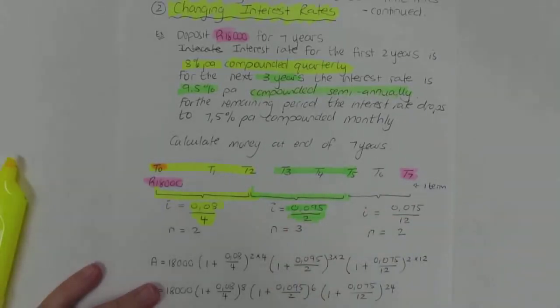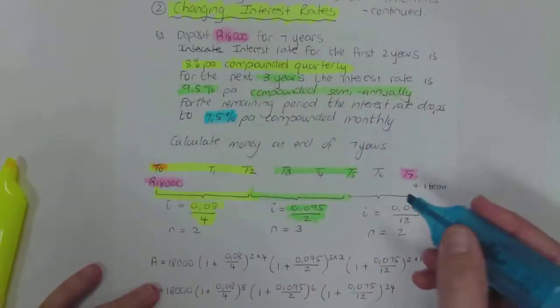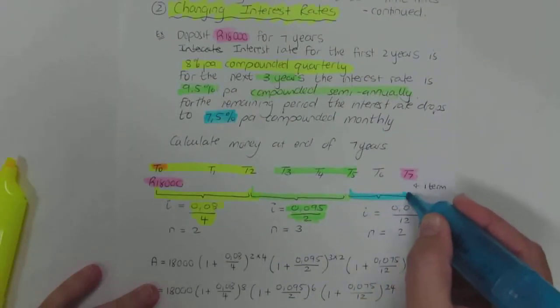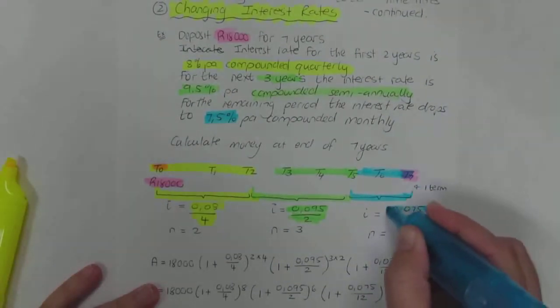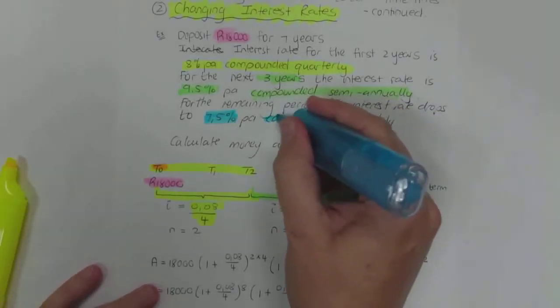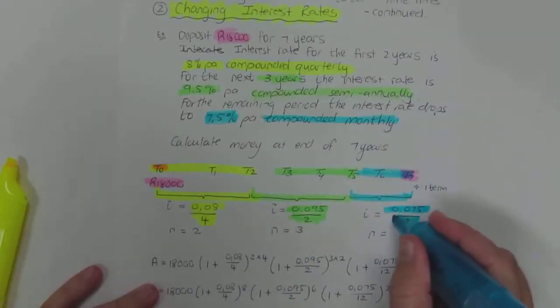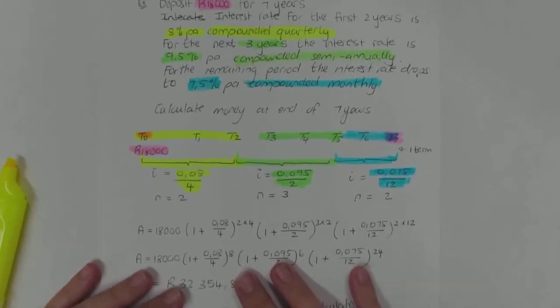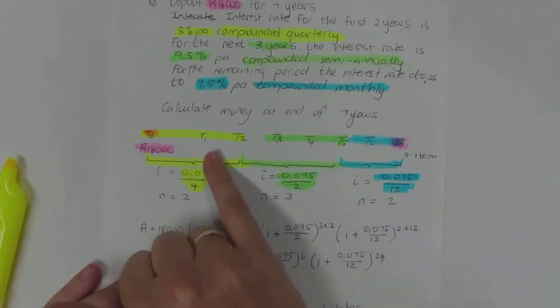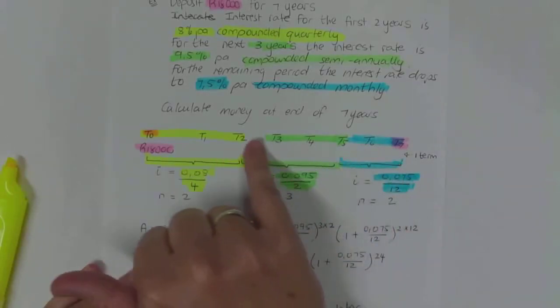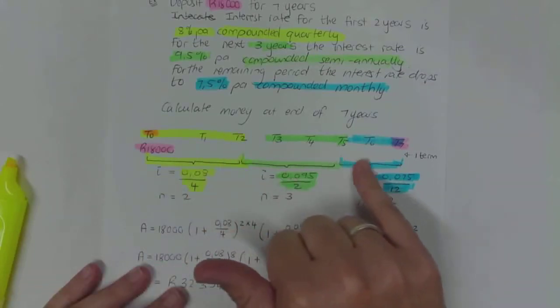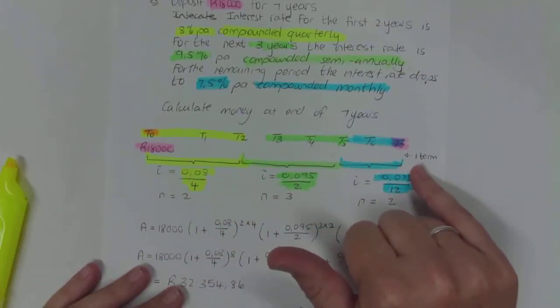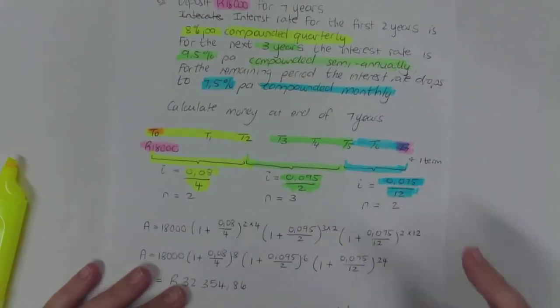All right. For the remaining period, the interest rate drops to 7.5%. So the remaining time is 2 years, then 7.5%, but it was compounded monthly. Right. Now when I look at my timeline, do you notice that I do not have any deposits or withdrawals in there? So what does this tell you? This tells you that I'm going to set up one term. There's no plus or minus signs, only one term.